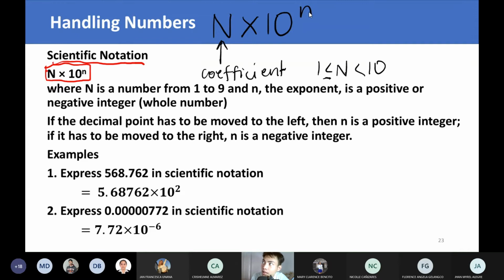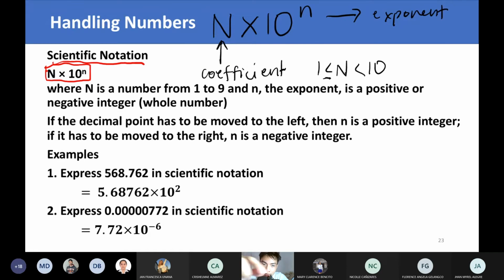Okay? And then the exponent part, no? We call this exponent. It could be positive or negative, pero whole number yan. Okay? So what does the exponent tell us now? The exponent tells us na ilang places mo ba inurong yung decimal point to arrive sa coefficient mo. So ilang beses mo siya inurong in order to get your coefficient.